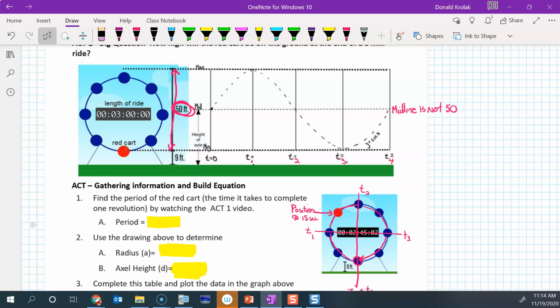Yes, they are. Very good. So the midline is not 50. The midline is not 25. So what did you get for the midline? Okay, so what's the vertical shift?